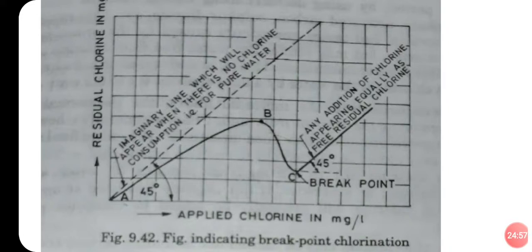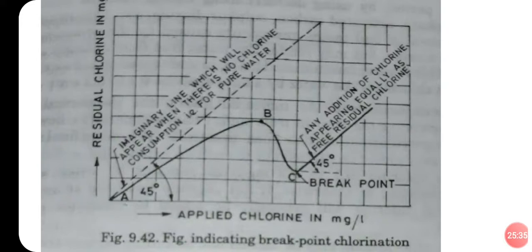For example, consider the values 0.1, 0.2, 0.3, 0.4. Even vertically you can consider residual chlorine as 0.1, 0.2, 0.3. If you apply 0.1 chlorine, the residual chlorine will be only 0.1 if it is pure water, and if you apply 0.2 chlorine, the residual chlorine will be 0.2. So the dotted line is for pure water. But generally all waters are not pure, therefore the other curved line is shown.